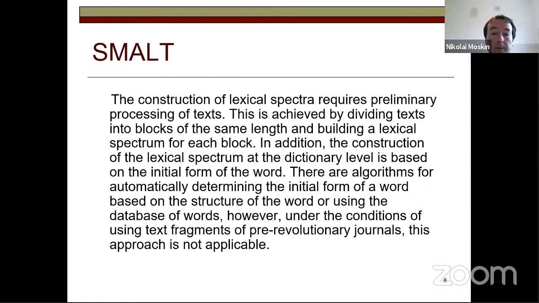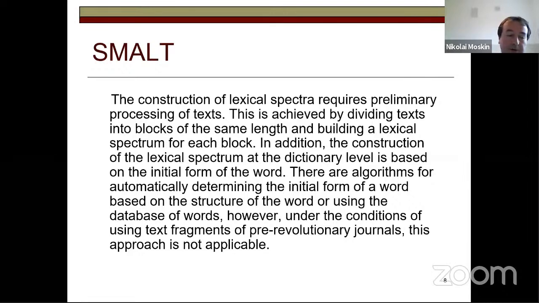So, at Petrozavodsk State University, the SMALT system is developed, and with the help of this system we get this lexical spectrum. The construction of lexical spectra requires preliminary processing of the text. This is achieved by dividing texts into blocks of the same length and building a lexical spectrum for each block. In addition, the construction of the lexical spectrum at the dictionary level is based on the initial form of the word. There are algorithms for automatically determining the initial form of a word based on the structure of the word or using a database of words. However, under the condition of using text fragments of pre-revolutionary journals, this approach is not applicable.